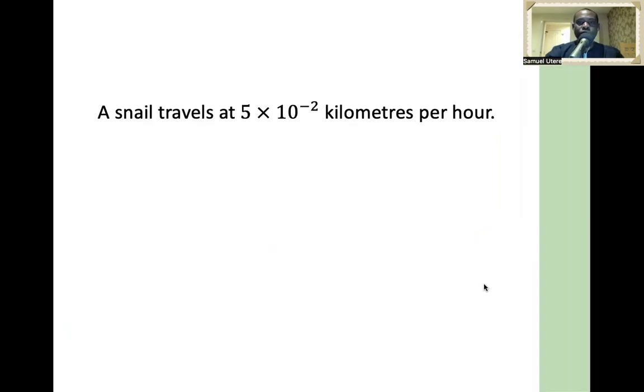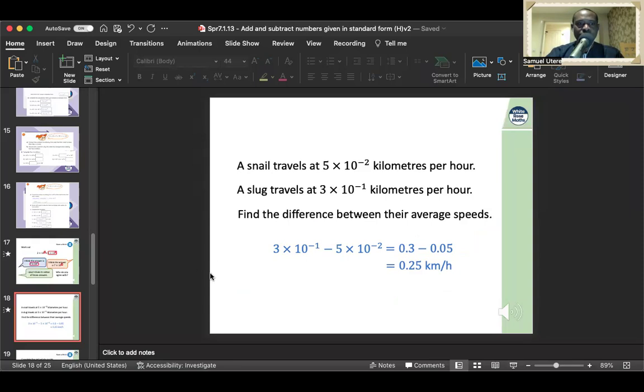Okay, so this one, we have a snail that travels at 5 times 10 to the power negative 2 kilometers per hour. A slug travels at 3 times 10 to the power negative 1 kilometers per hour. We're told to find the difference between their average speeds. So here, the way to do it is we can convert them to ordinary numbers. That's 0.3, and then that's 0.05 before we do our subtraction. And then that's our answer.